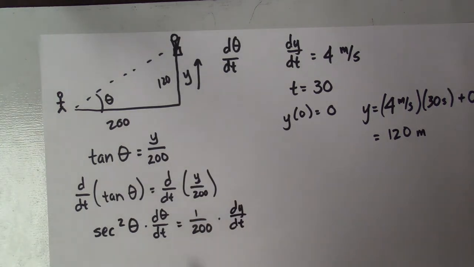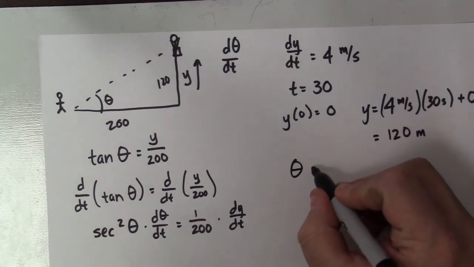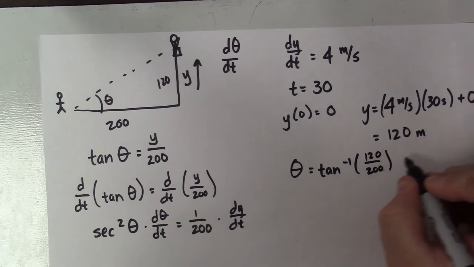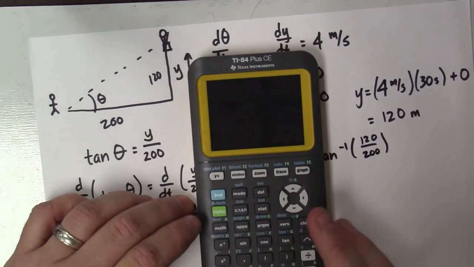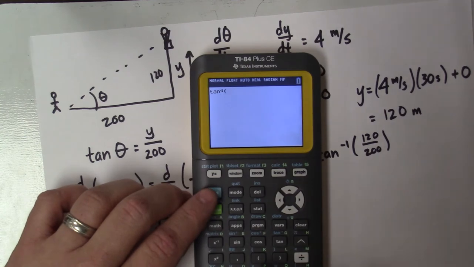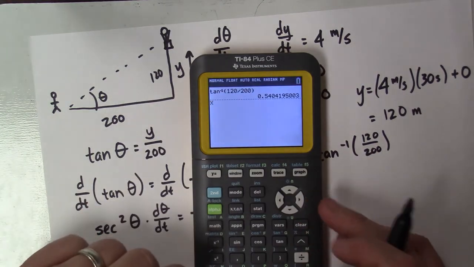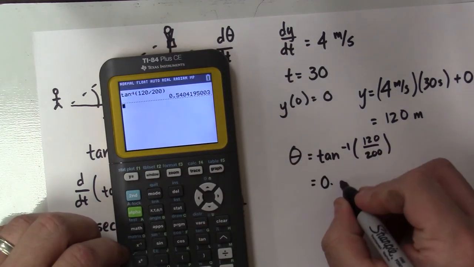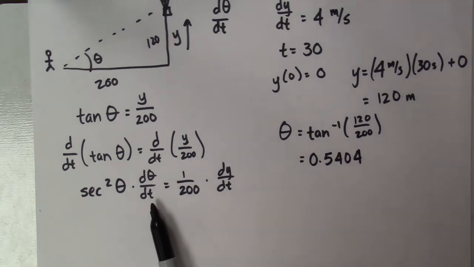Well, heck, Mr. Garwood, how do I figure that out? Well, number one, I need theta. So I've got theta equals the inverse tangent of 120 over 200. So I'm pulling out my handy dandy calculator. The inverse tangent of 120 divided by 200. Am I in the right mode? Yep, I'm in radians. Radians make everything better. So theta is, to four decimal places, 0.5404 radians.